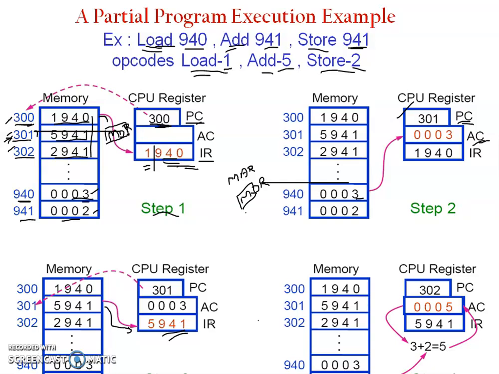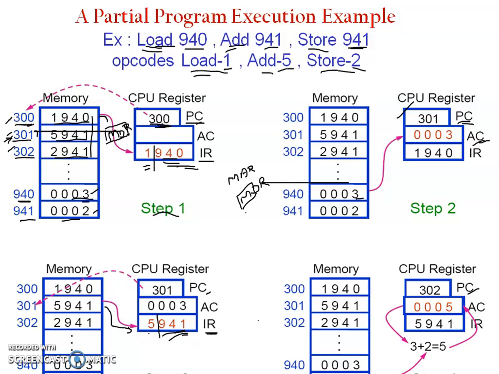Again, during the execution phase, the PC gets incremented, pointing to the next instruction, and in the instruction register, decoding will determine what operation is to be performed and what operand needs to be taken.